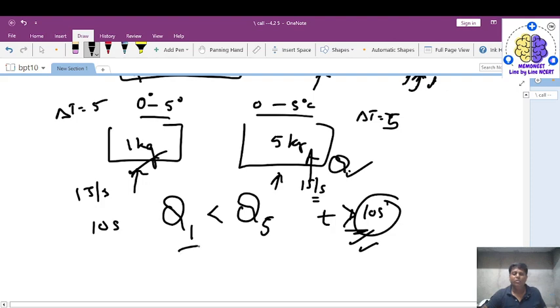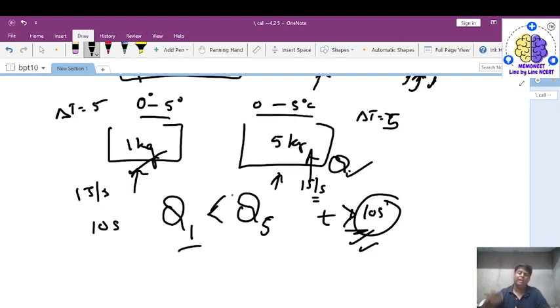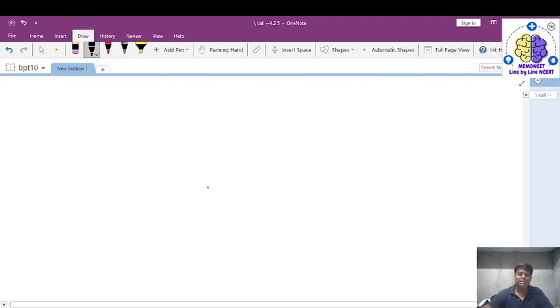Therefore I write that Q1 will be less than Q5, that is, the heat required to raise the temperature of 1 kilogram of a body by 5 degrees centigrade will be less as compared to the heat required to raise the temperature of 5 kg of the same substance by the same range, that is 5 degrees centigrade, right? So what we have ultimately concluded is that the amount of heat supplied to a body is directly proportional to the amount of change in temperature to be brought, and the amount of heat supplied to the body is directly proportional to the mass. More is the mass, more will be the heat supplied.